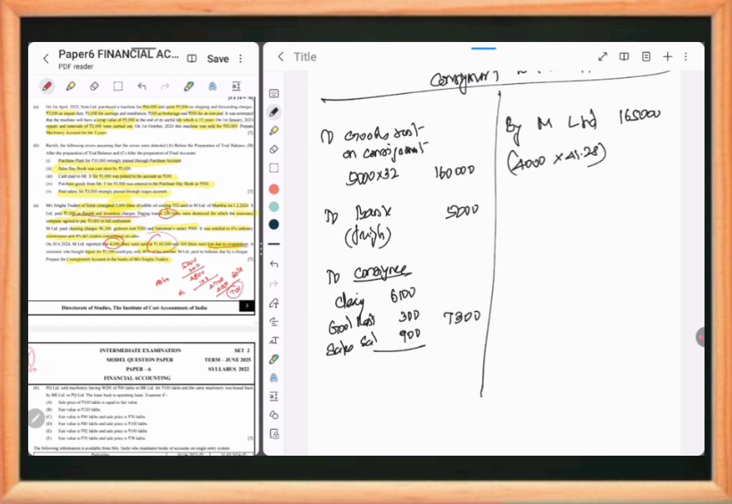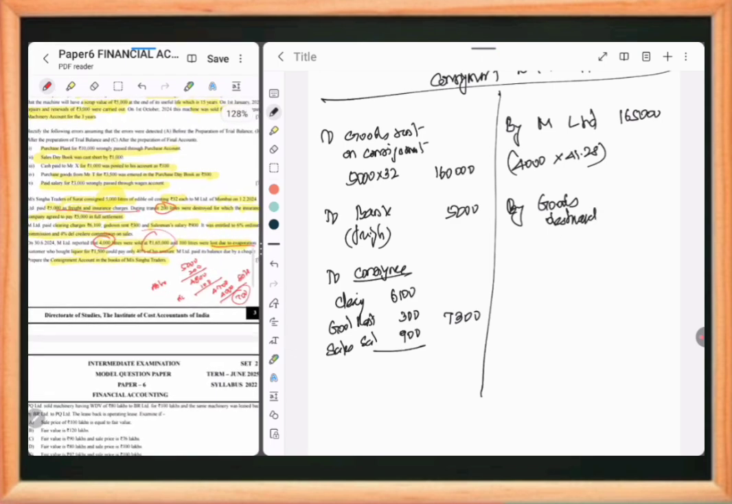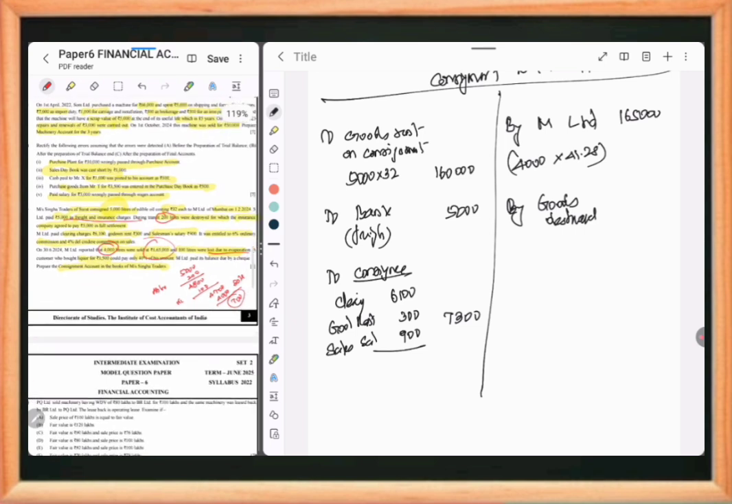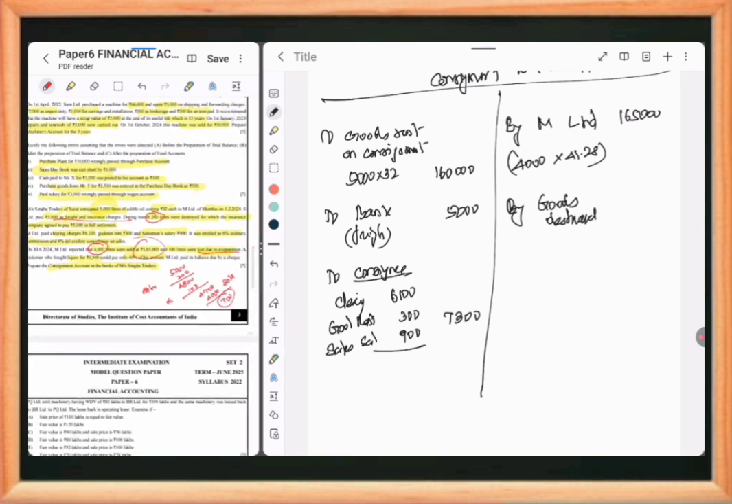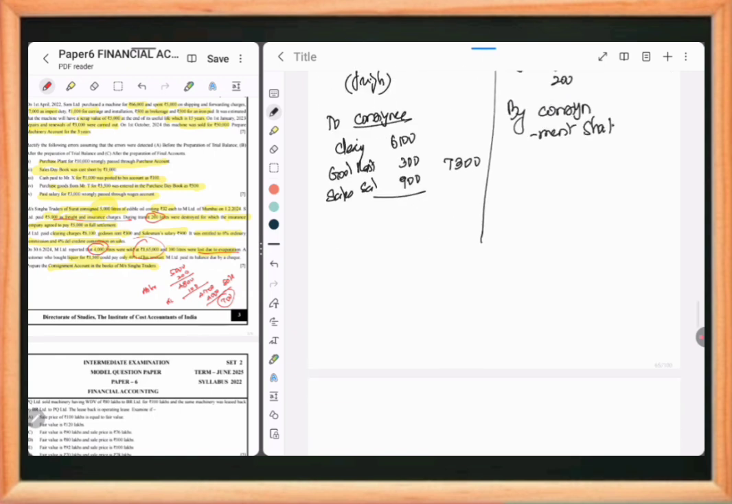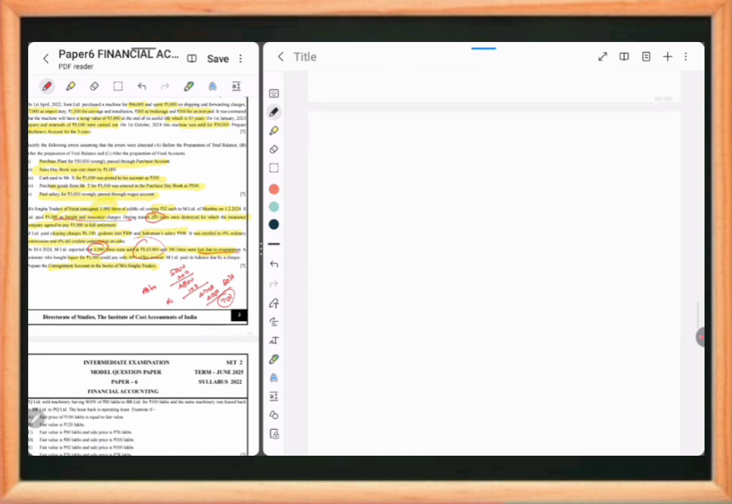And then we have to find out the value of abnormal loss, that means goods destroyed, and then the closing stock. Goods destroyed for 200 units we have to find out, and then closing stock, I mean consignment stock. So we will prepare it in the note, please wait. How do we have to prepare?